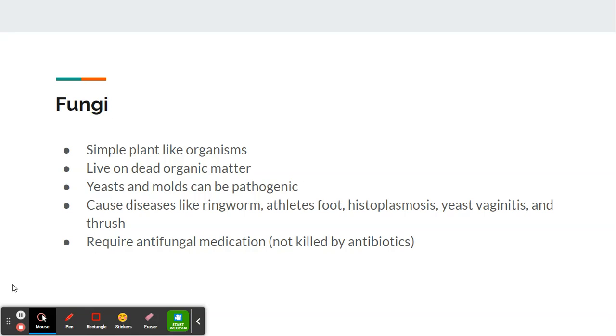Fungi are going to be treated differently. They're going to require an antifungal medication. They're not killed by antibiotics. This usually is going to be an oral medication, or for things like athlete's foot or ringworm, it might be a cream that goes on the area to help it heal.